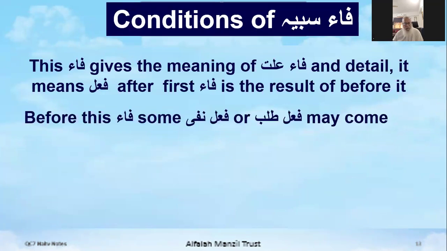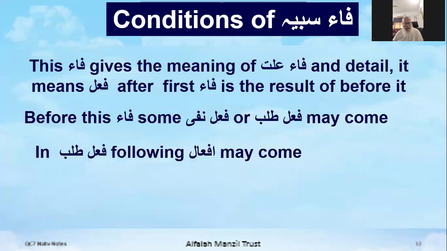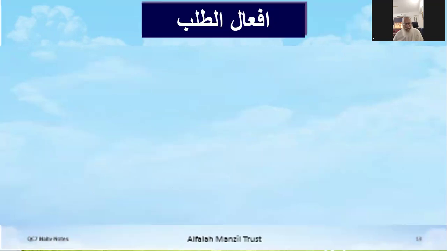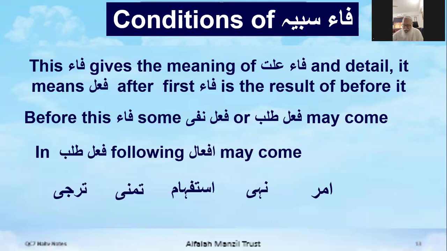And before this fa, some fi'l nafi or fi'l talab may come. In fi'l talab, the following come: five kinds of verbs: tarji, tamanna, istifham, nahi, amr. These all actually come. These are different types of verbs. We will study some at this stage.